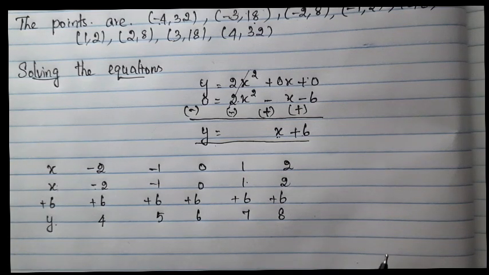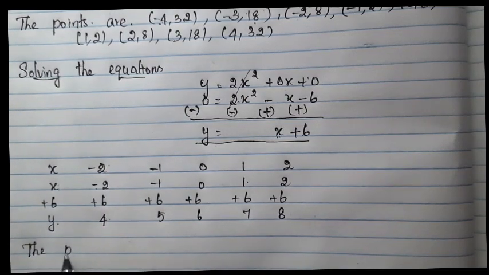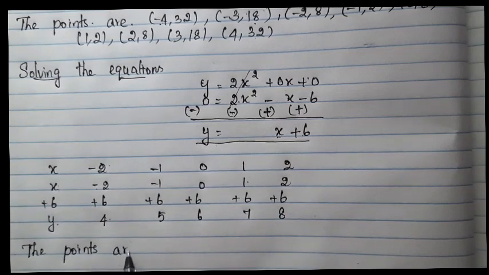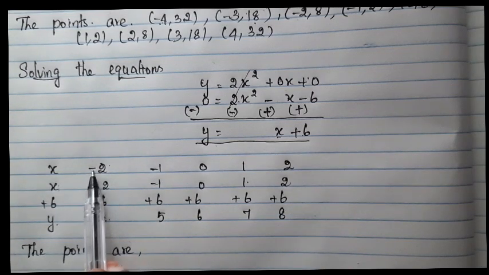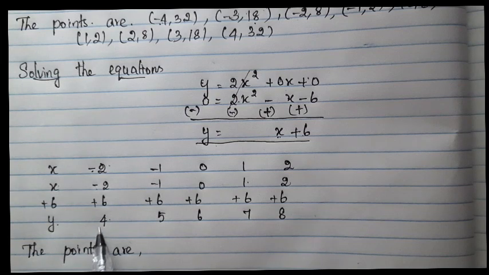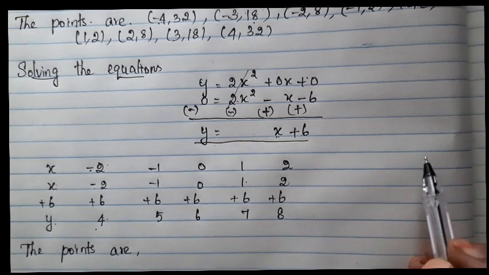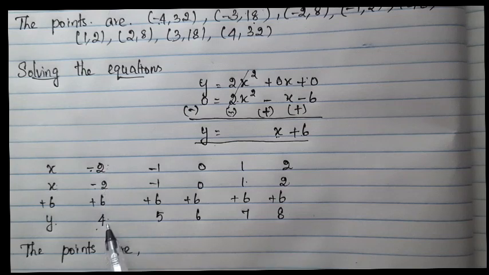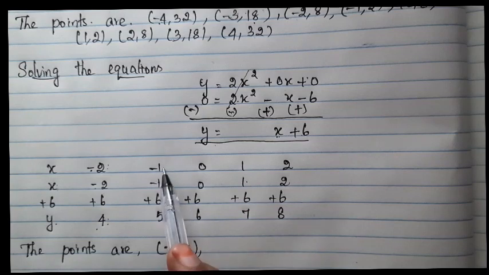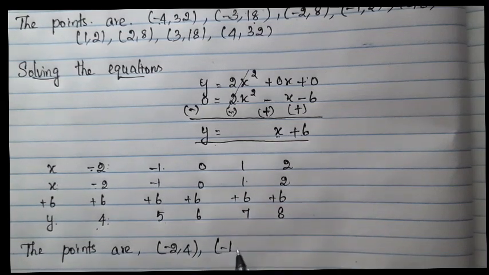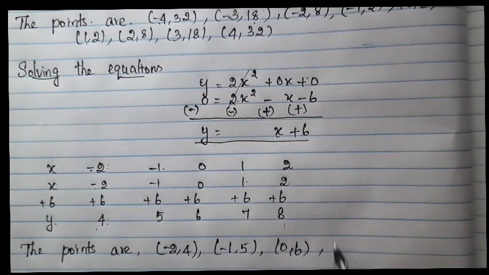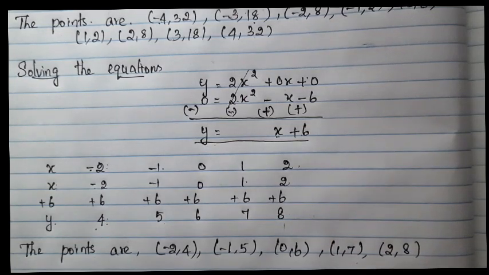So now again we got a pair. That is the x and y values we got. See this. The points are: x value is minus 2, y value is 4. You know these points we have to plot as a pair x comma y, corresponding x value, corresponding y value. So minus 2 comma 4. The next one minus 1 comma 5. Then 0 comma 6. 1 comma 7. 2 comma 8. So these are the points.